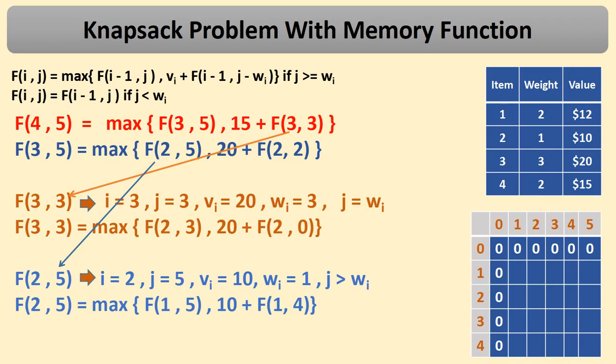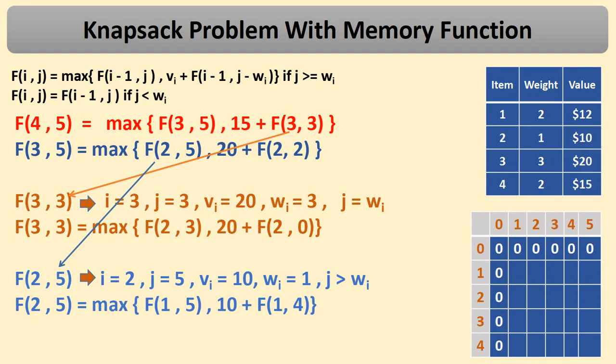i minus 1 is nothing but 3 minus 1, which is 2 comma j minus w, which is 0. Okay. So here I know 2 comma 0, that is 0. But other than that I don't know f of 2 comma 3, right? And moreover, if you see f of 3 comma 5, in that you don't know the value of f of 2 comma 5 as well as f of 2 comma 2. So in order to fix the answer of 3 comma 5, we have to derive the answer for 2 comma 5 as well as 2 comma 2.